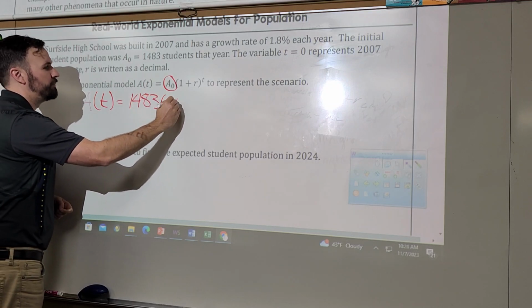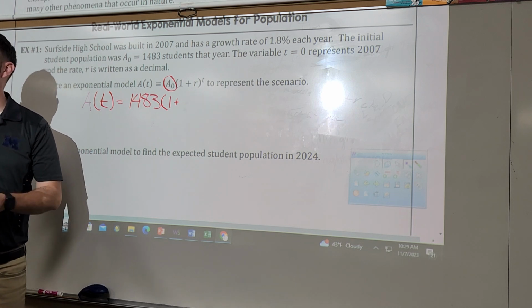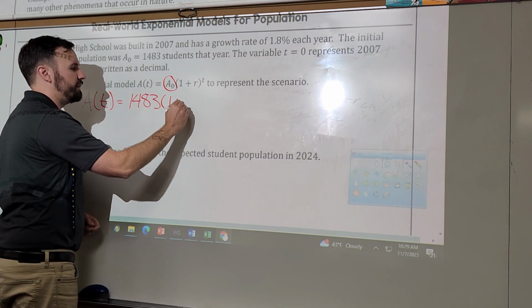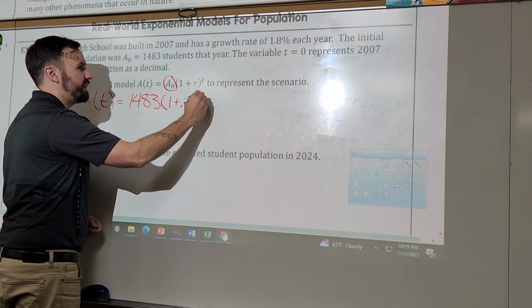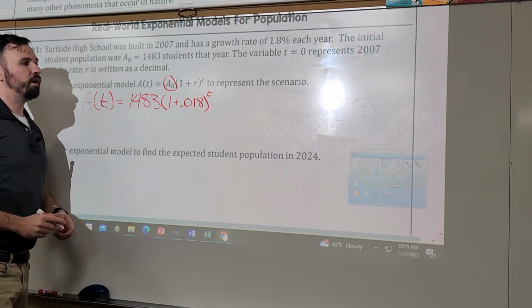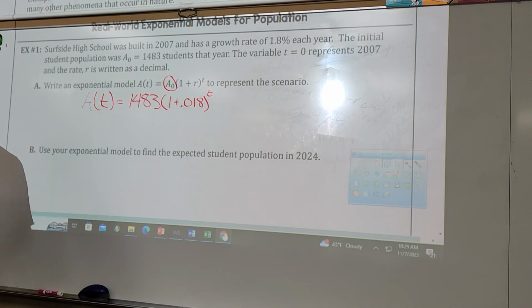What's my, I'm doing 1 plus. Am I growing up or growing down? Up. So I'm going to add my 0.018, right? And now I'm going to put a T up here. It's not T minus 1 because I'm starting at 0. I'm starting at A sub 0, right?